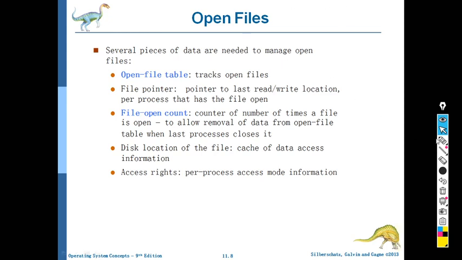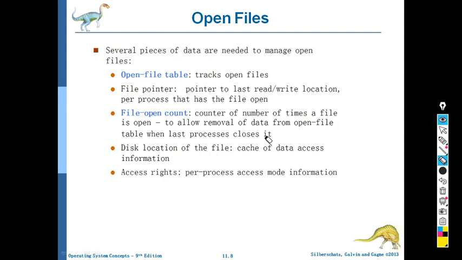For open files, the operating system always maintains several pieces of data. You have an open file table, which keeps track of all the files which are open. It will have a file pointer, a pointer to the last read and write operation in a specific file, per process that has the file open. Suppose you have process 1, process 2 and process 3. It will keep a file pointer for process 1, different file pointers for process 2, and different file pointers for process 3, and keep track of which location of your file is being read or written to by a particular process. That entire information will be in the open file table, which will have a list of the open files. And the file open count gives the number of times a file is open, to allow the removal of data from the open file table when the last process closes it.